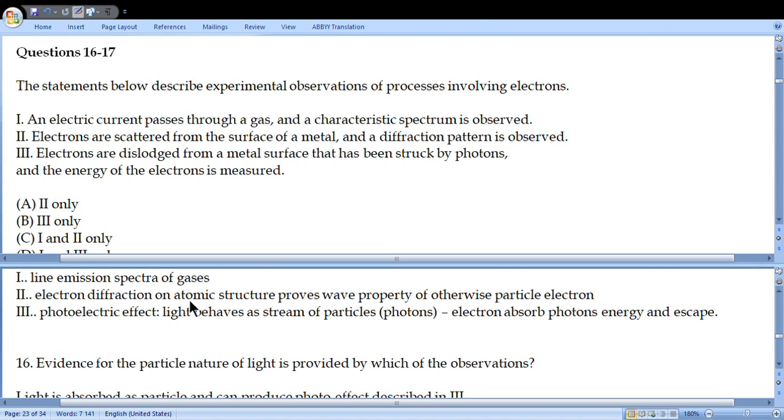Electron diffraction on atomic as electrons are scattered from the surface of a metal and diffraction pattern is observed. So electron diffraction on atomic structure proves wave property of otherwise particle electron. Electrons are dislodged from a metal surface that has been struck by photons, and the energy of the electrons is measured. Photoelectric effect. Light behaves as stream of particles, photons. Electrons absorb photon energy and escape.